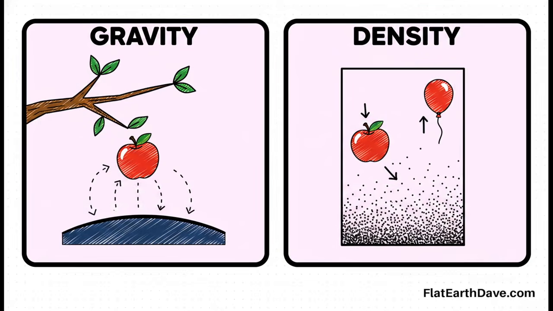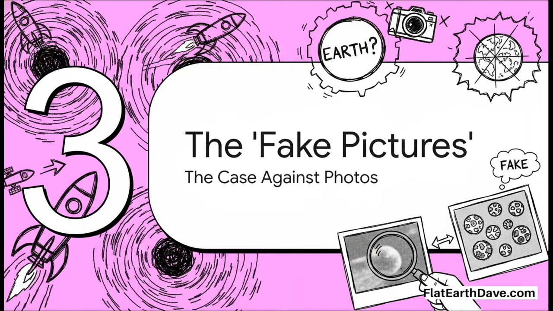Then there's gravity. The video flat out rejects it, calling it an unproven theory, a kind of scapegoat for things scientists can't explain. Instead, it argues that simple principles of density and buoyancy are all you need. If something is denser than the air around it, it falls. If it's less dense, it floats. No mysterious force required. All right, but what about the photos, the iconic images of a round Earth from space?